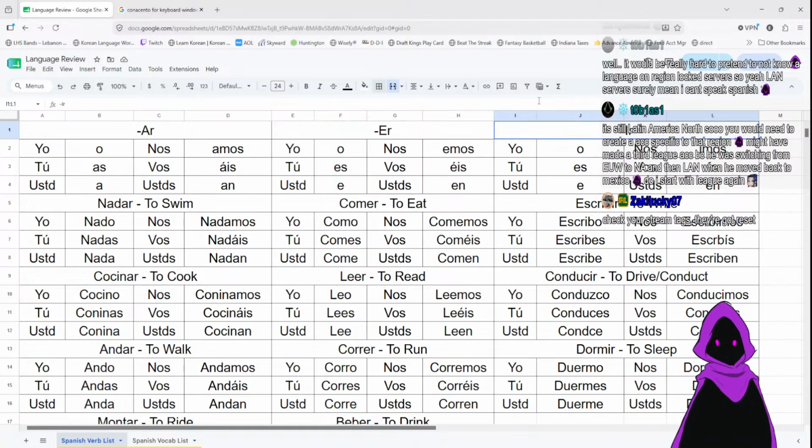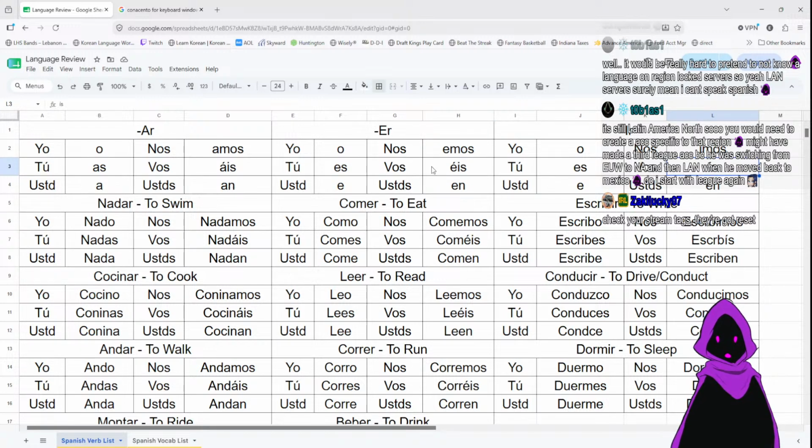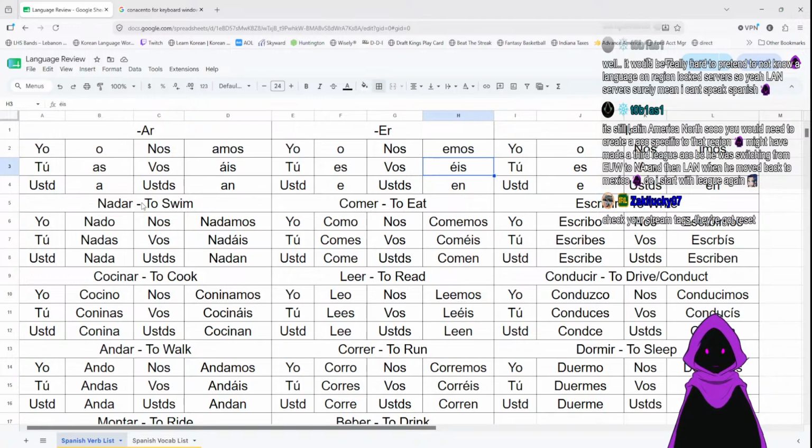IR is almost the exact same with a slight difference, being the nosotros and vosotros form is imos and ís instead of emos and éis. Because the vosotros forms here with ER and IR do sound very similar. You're doing a slightly shorter sound on the IR form versus the ER form, which is slightly more pronounced.